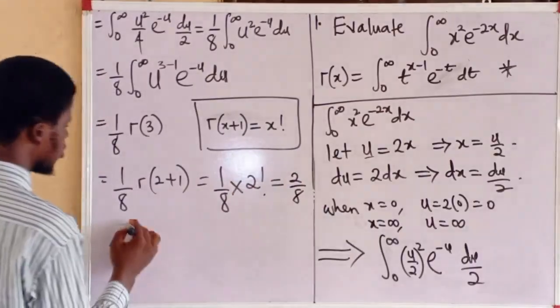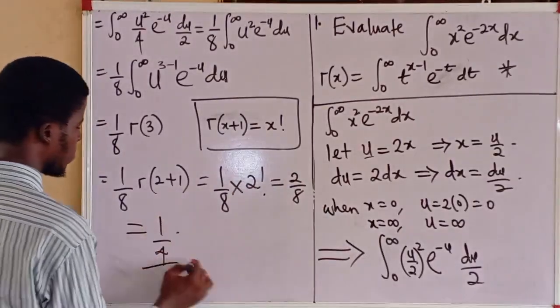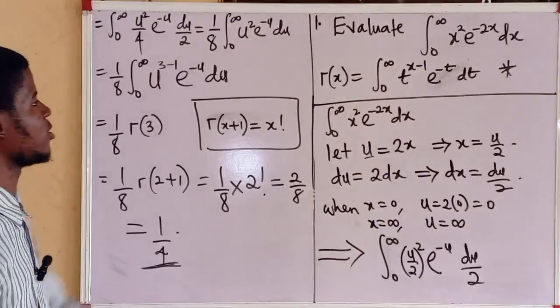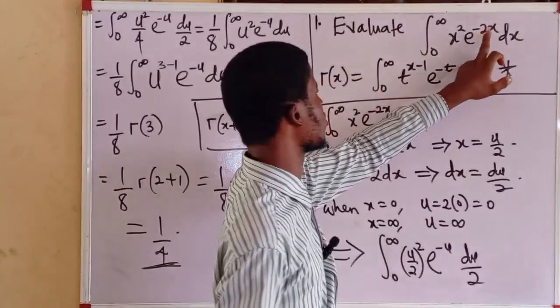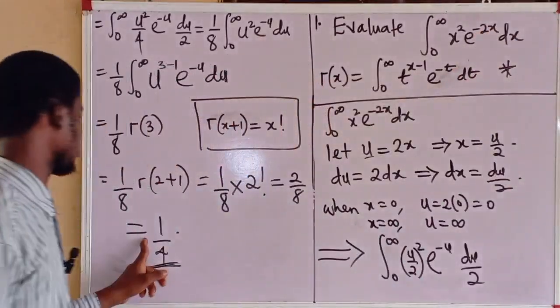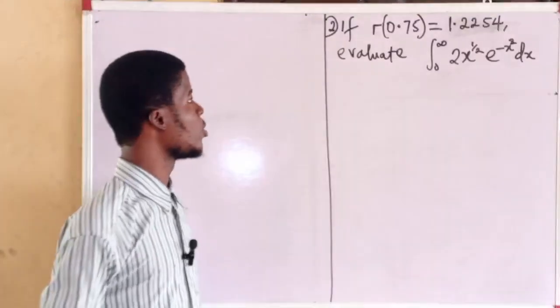8. And what's 2 over 8? 1 over 4. So this integral, the integral from 0 to infinity of x squared times e to the power of minus 2x dx, is 1 over 4. This is the second question.